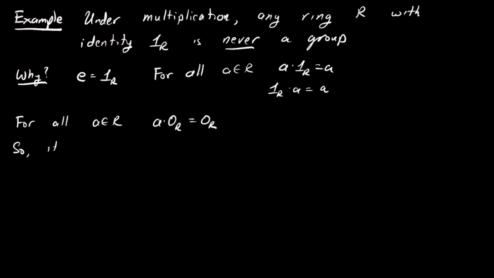So it's impossible to find an inverse for 0, to find a b in R such that b times 0_R is equal to 1. That is, unless 1 is equal to 0, in which case your ring is just a 0 element anyway. Okay, so this is impossible. So under multiplication, a ring is never a group. A ring with identity is never a group.